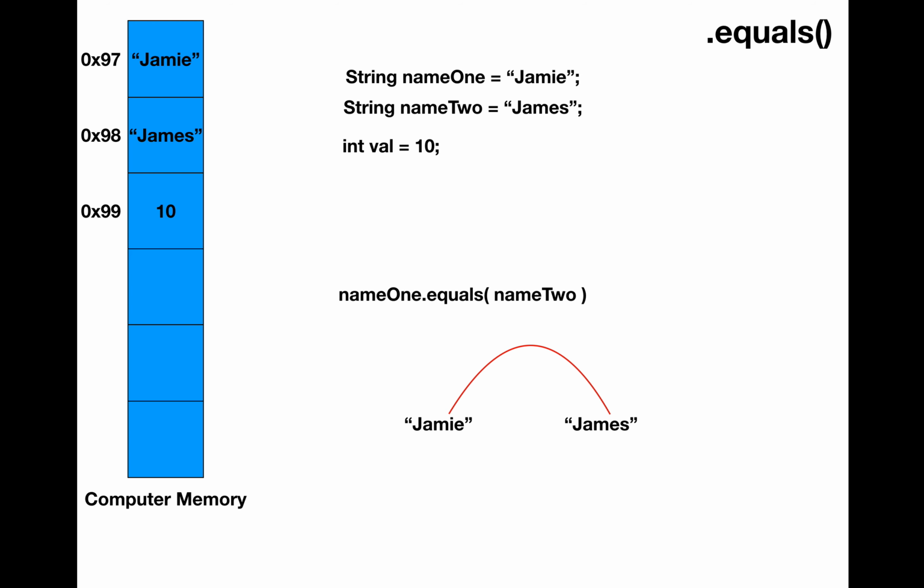And it doesn't care about the addresses. That's not really what you're looking for. You're trying to find the values. So dot equals will actually help you find the values as opposed to the addresses. So be careful in how you use equals equals with strings.